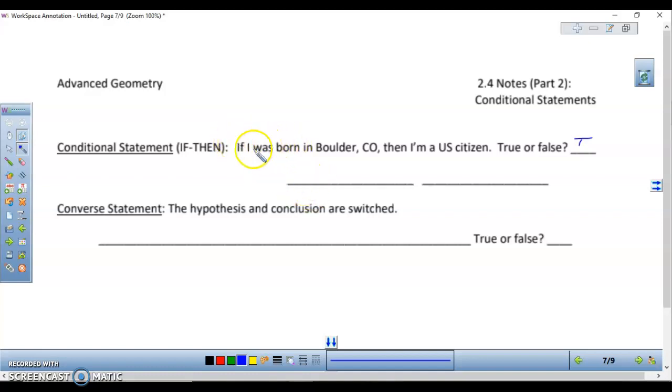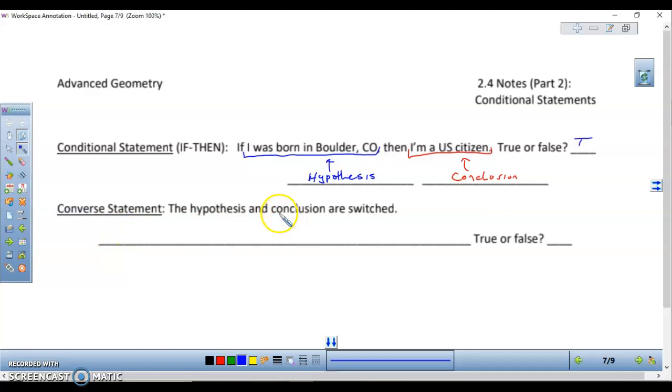Now, this first part of the statement right here, the if part, not including the if, but after the if, this is what's called the hypothesis of a statement. It's the condition that needs to be met. The second part of that statement right here, the then part, is called the conclusion. All right, so the conclusion is the then part, the hypothesis is the if part.